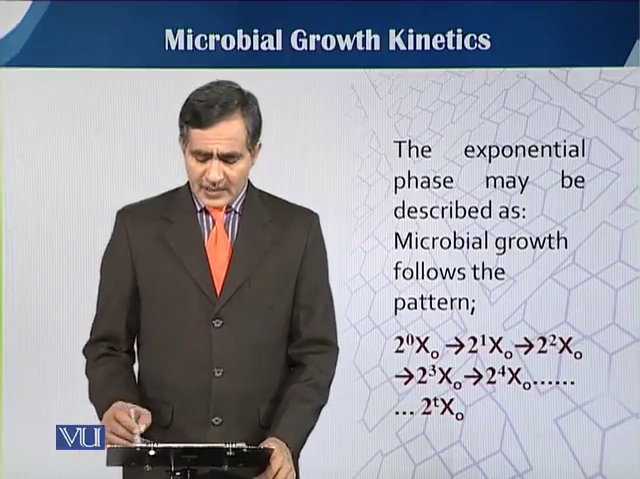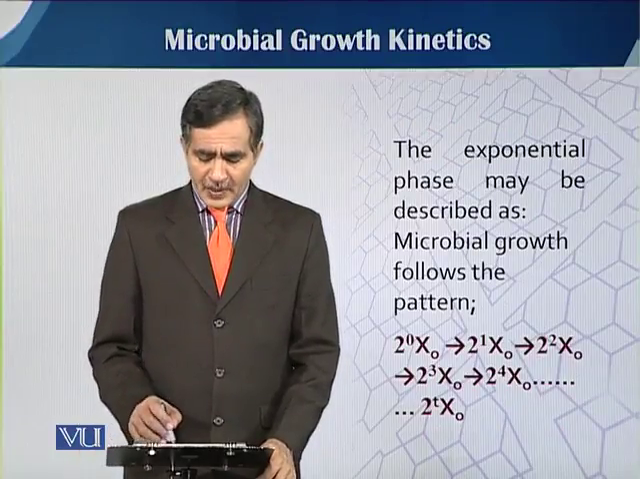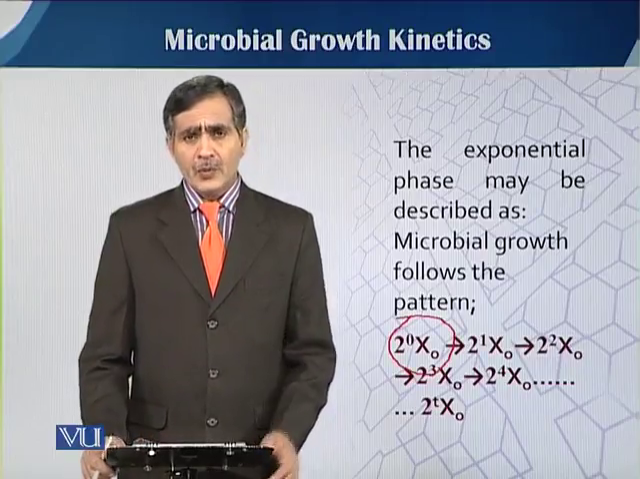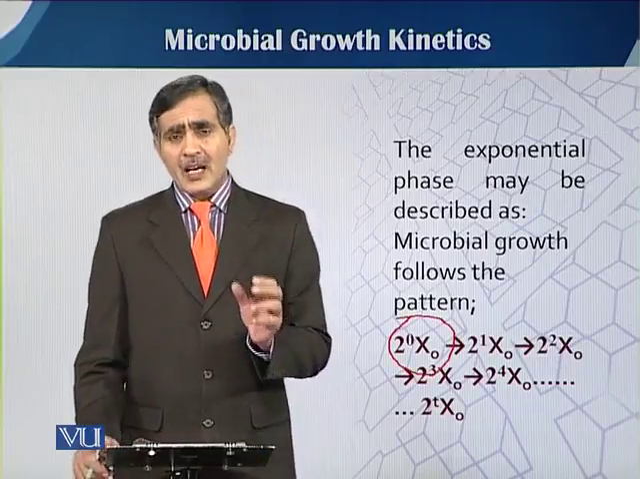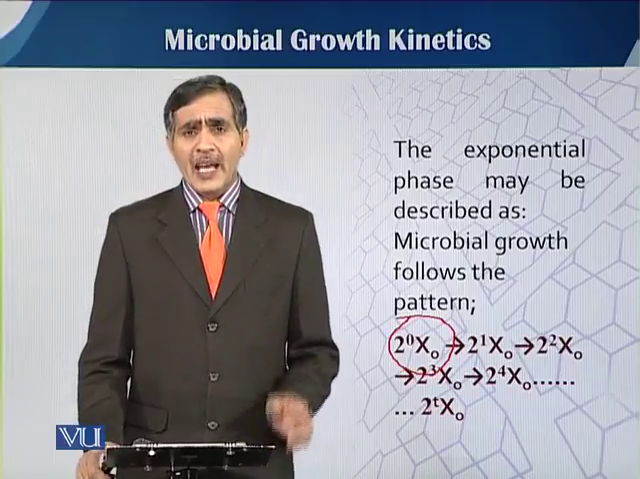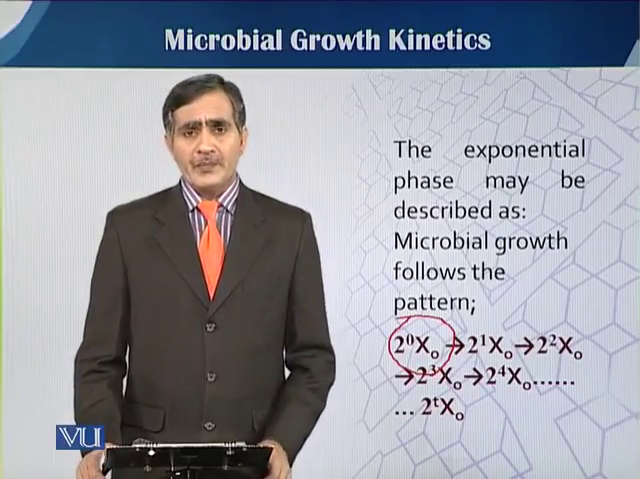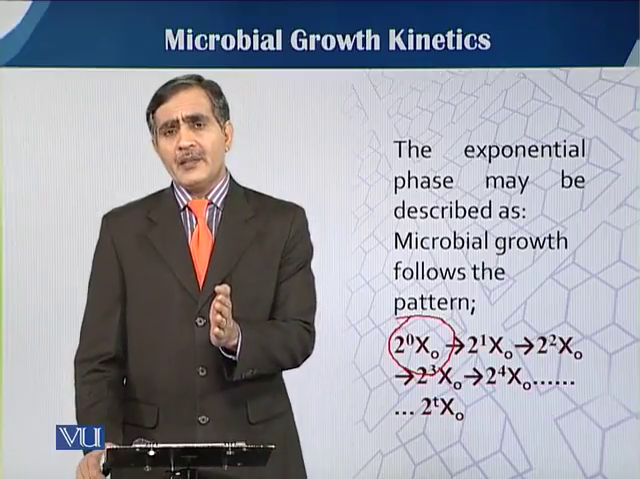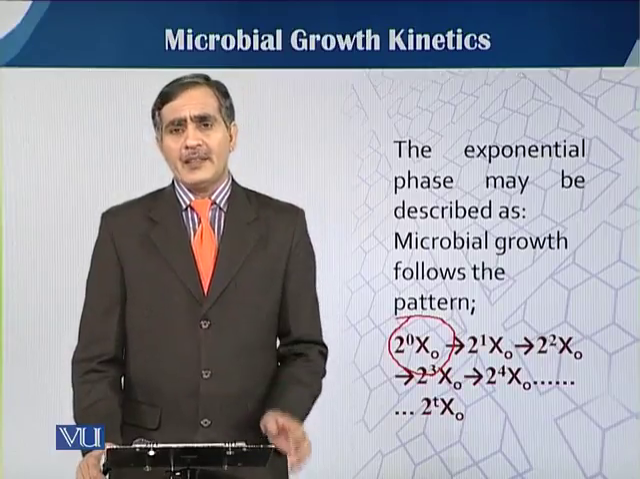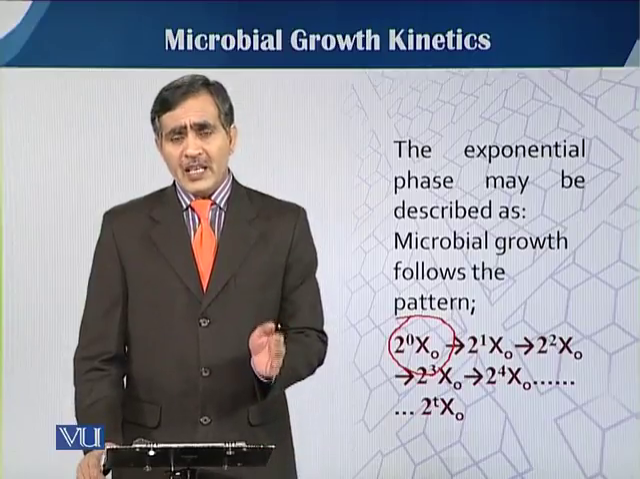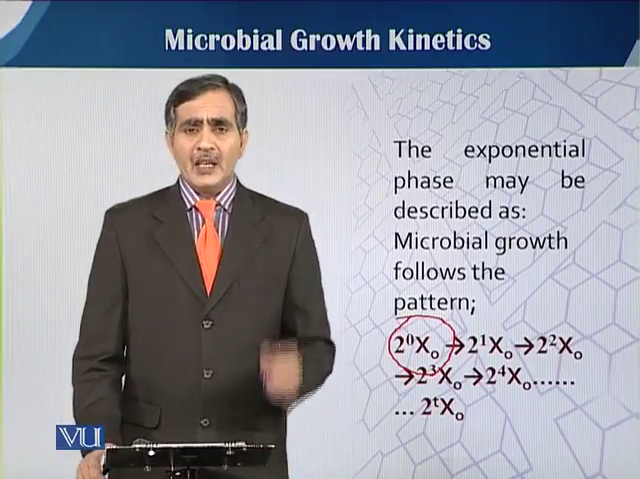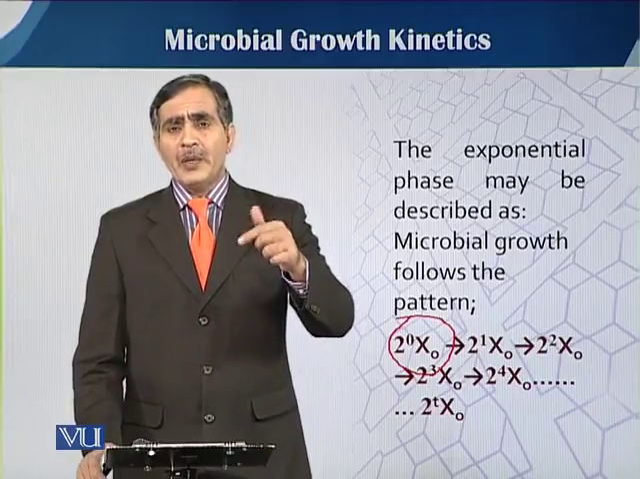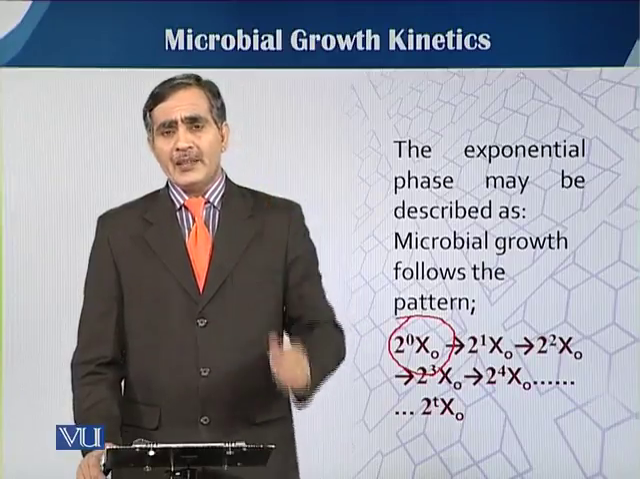You can see here this simple equation, 2x0. 2 means double, and X0 is the amount of biomass which we add as the inoculum. As there is multiplication, there are different generations. That means if one cell becomes 2, then in the same period 2 become 4 and 4 become 8.